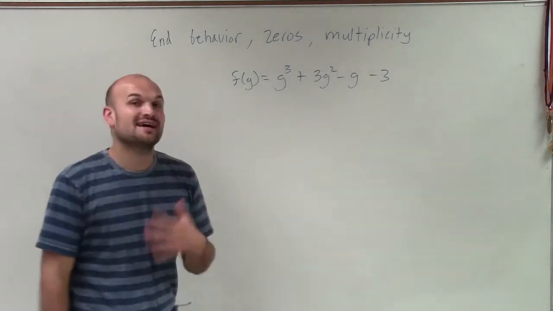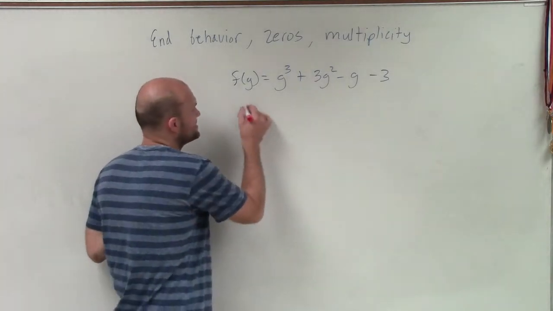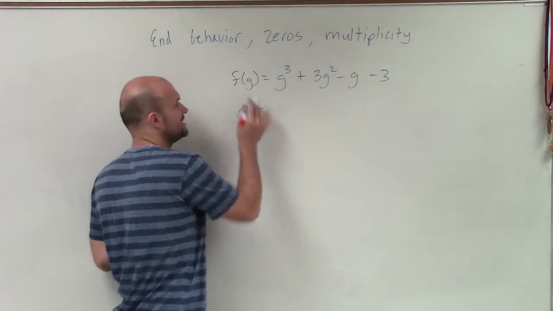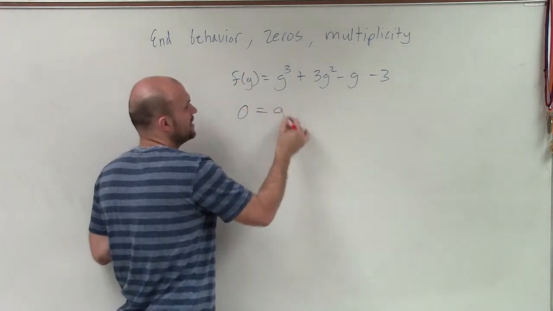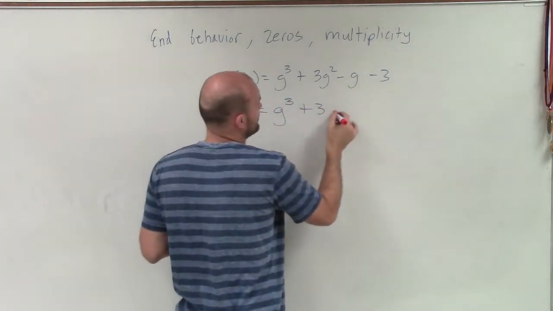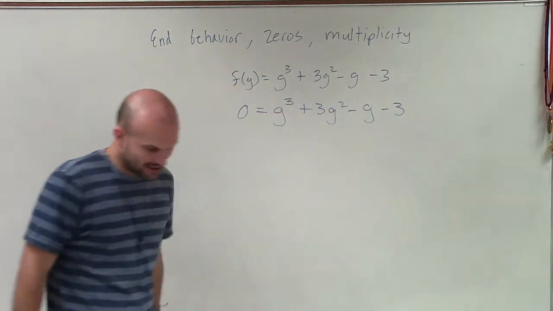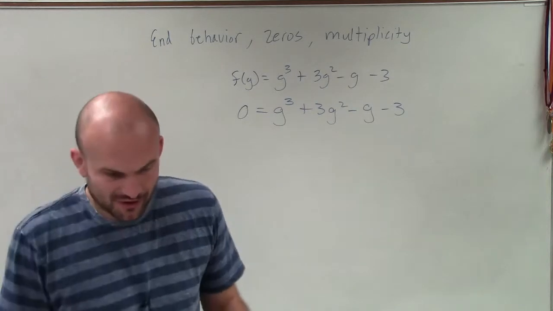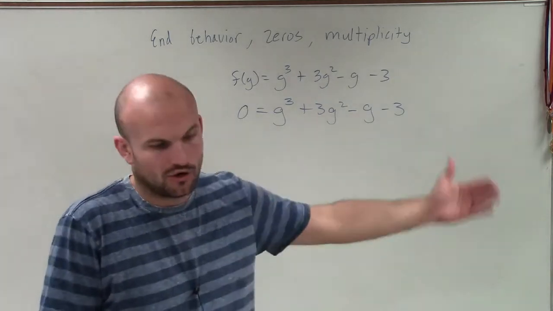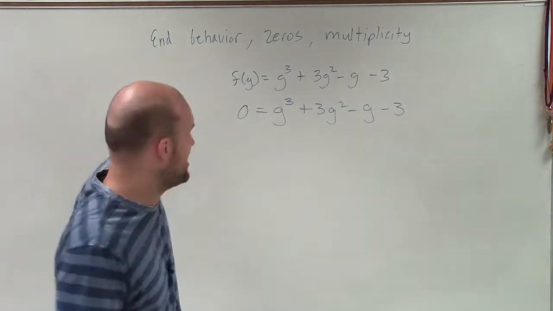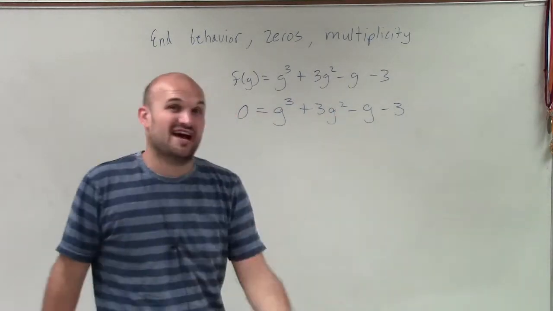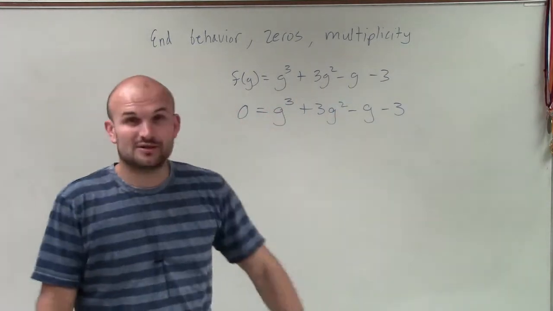So anyways, the more interesting part of this is determining the zeros. To do that, I need to set my output value equal to 0. And then I have g cubed plus 3g squared minus g minus 3. All right, so we've talked about finding zeros, but now we're looking into these polynomials with higher order, and we need to find the value of g that is going to make this equation true.